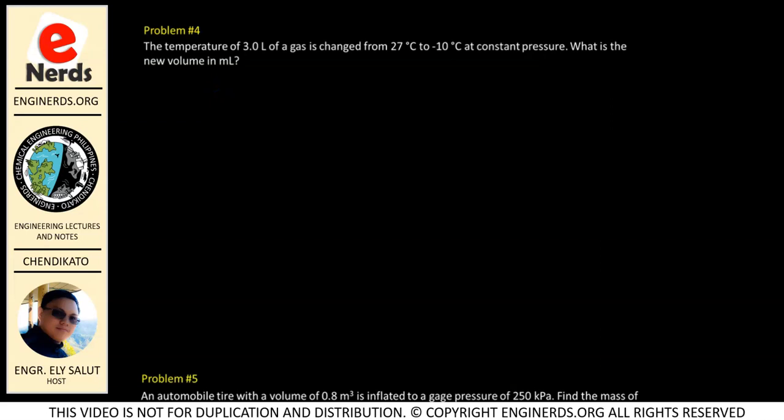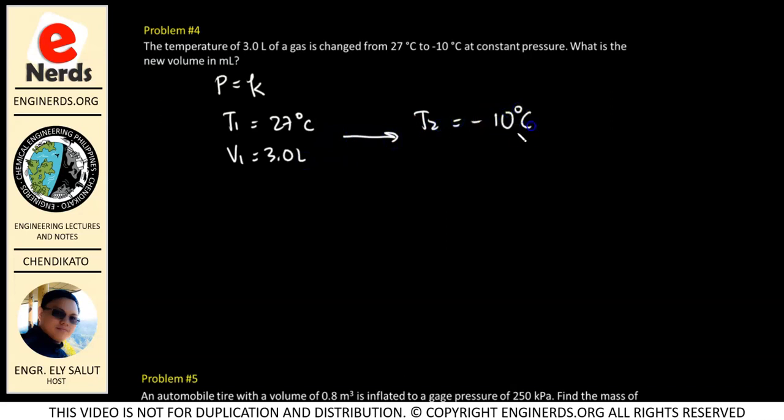So, let me write that in white. So, our pressure is constant. Okay? So, let us write our condition. We have our initial temperature here, which is 27 degrees Celsius. And then, our volume here is equal to 3 liters. And then, it was cooled down to negative 10 degrees Celsius. So, ang hinahanap sa atin ngayon, what is the final volume? And we have to express that in milliliter, no?